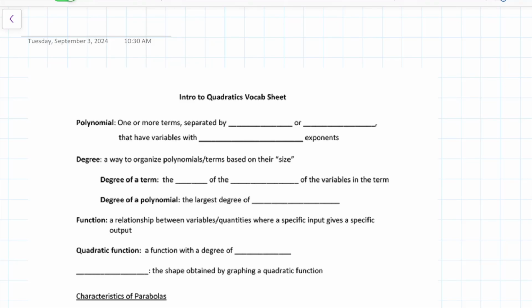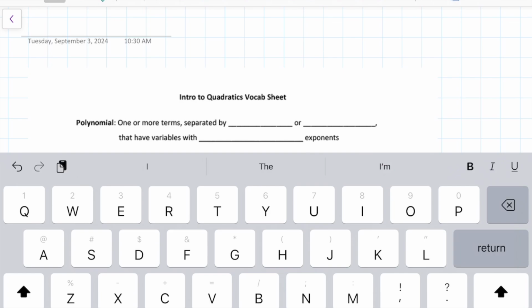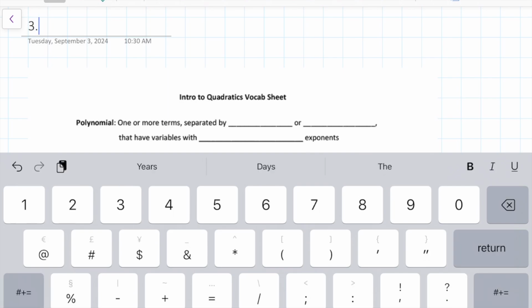This video is going to go over the basics of quadratic functions. That's the first lesson from chapter 3. It kind of sets the tone for the entire course, so it's a pretty important one. So starting things off, our title is Intro to Quadratics. So it's going to be 3.1.1.